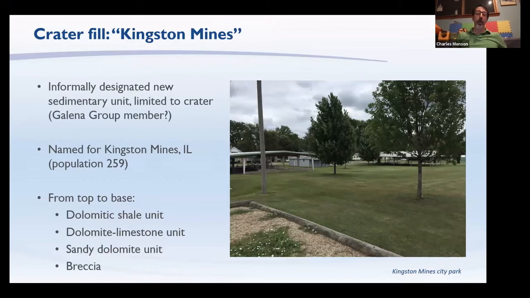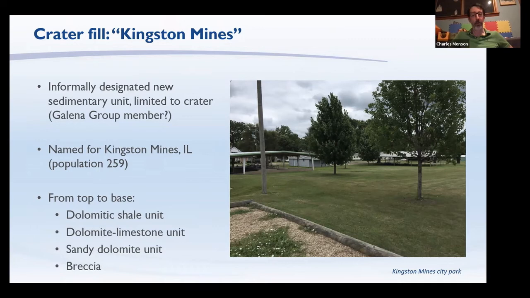Okay, so we had the crater fill pretty well figured out at this point. Collectively, those different little subintervals add up to a unique sedimentary unit, which is limited to the crater. And the nice thing about discovering a new sedimentary unit is that in principle, you can name it if you want to. The requirements for actually formally naming a new sedimentary unit are fairly elaborate.